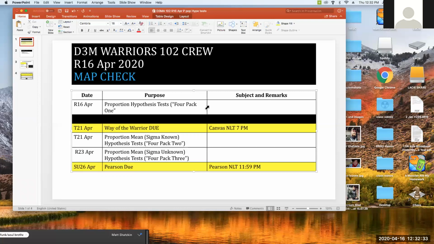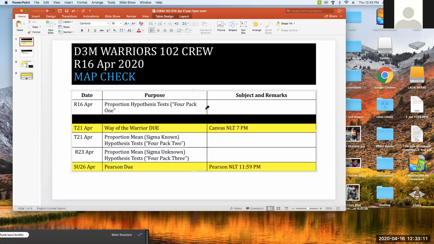No homework this weekend, but obviously you've got the Way of the Warrior project due on Tuesday. That's Canvas at no later than 7 p.m. And then looking ahead to next week, we'll get the other 2 chunks of hypothesis testing. So on Tuesday, we'll go over population means where we know the standard deviation. We understand that sigma. And then Thursday, we'll get into hypothesis tests where we don't know what the standard deviation is.